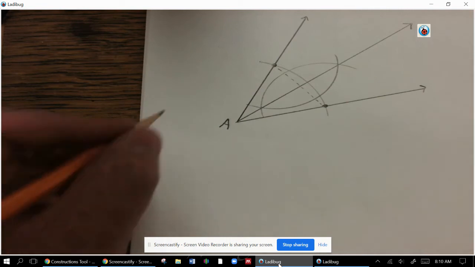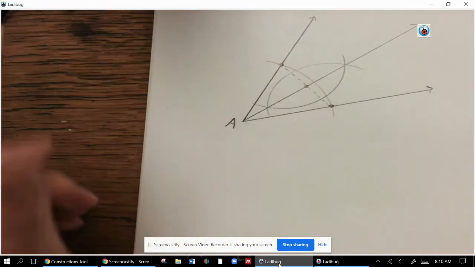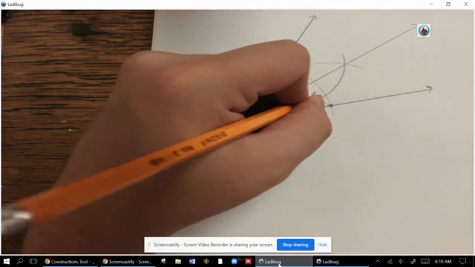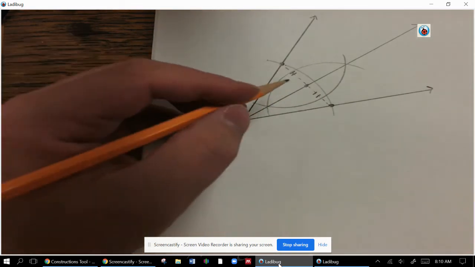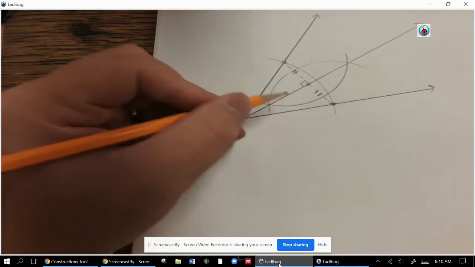And the reason that works is because we found a point that is equal distance from both sides of the angle right there. We've actually created two congruent triangles, which again, we will come back to later on when we talk more about triangles. But that's why this worked. We've actually created two congruent triangles.